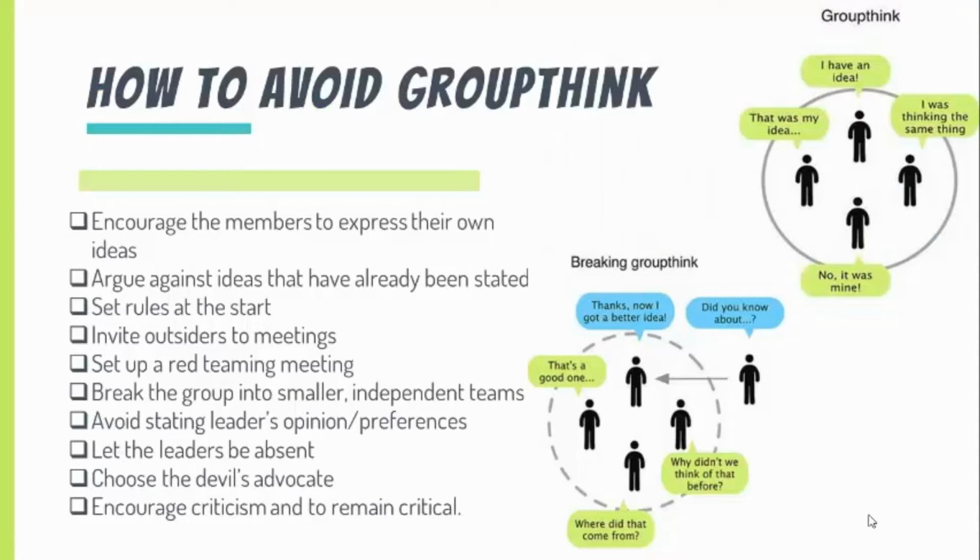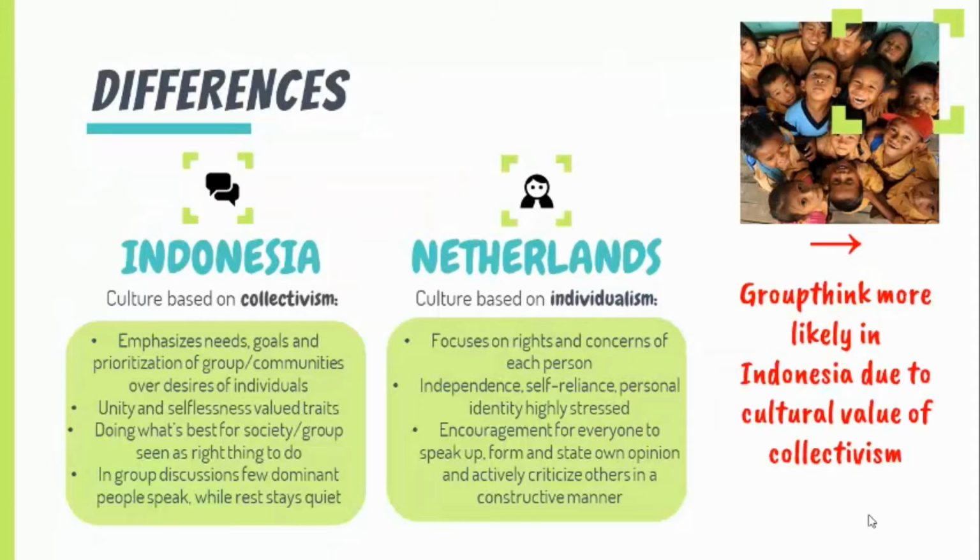There are a few ways to avoid groupthink. You can encourage the members to express their own ideas. You can argue against ideas that have already been stated, set the rules at the start, invite outsiders to meetings, set up a red teaming meeting, break the group into smaller, independent teams, avoid stating leaders' opinions or preferences, let the leaders be absent, choose a devil's advocate, and encourage criticism and remaining critical.